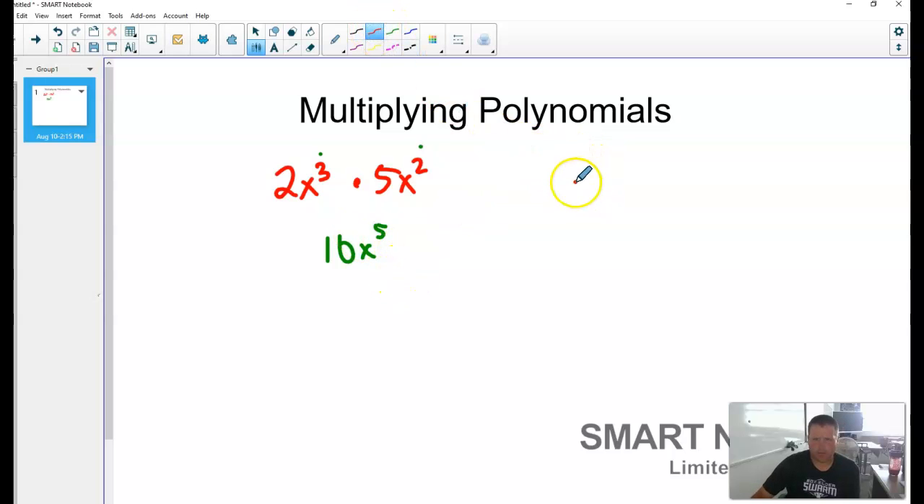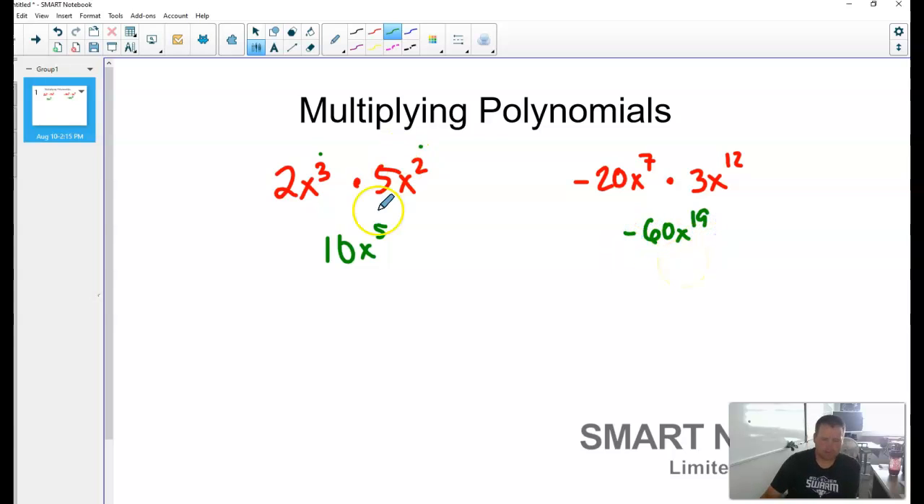Another example: if I had negative 20x to the 7th, and I'm going to times that to 3x to the 12th. Again, I'm going to multiply the two coefficients, negative 20 and 3, which gives me negative 60. And then we're going to have x to the 7 plus 12, which gives me 19. Okay? So just starting real simple there.